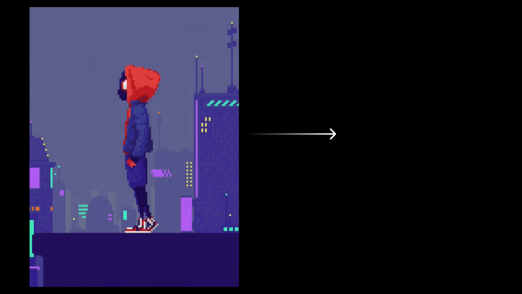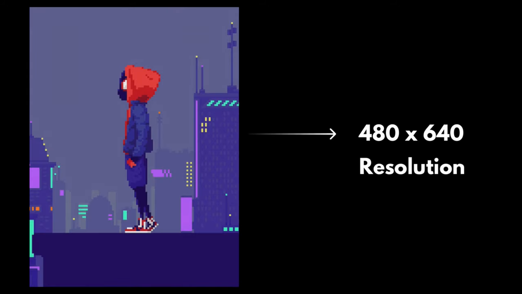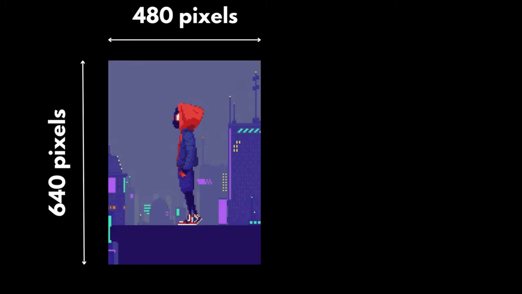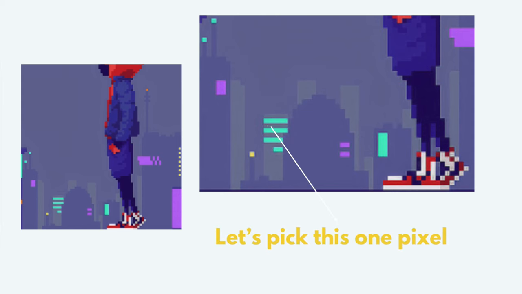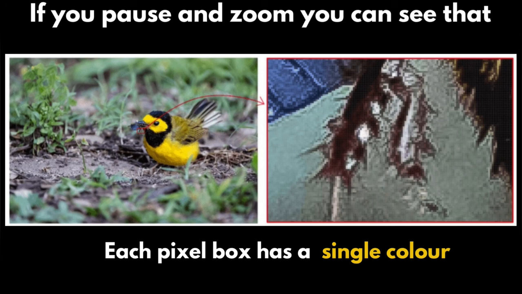Let's take this image of 480 by 640 pixels resolution. It means that this image contains 480 columns of pixels and 640 rows of pixels. In total, this image is a pack of 307,200 pixels. So out of these many pixels, let's pick one pixel out of it. While investigating a pixel, people have found that each pixel contains one color.